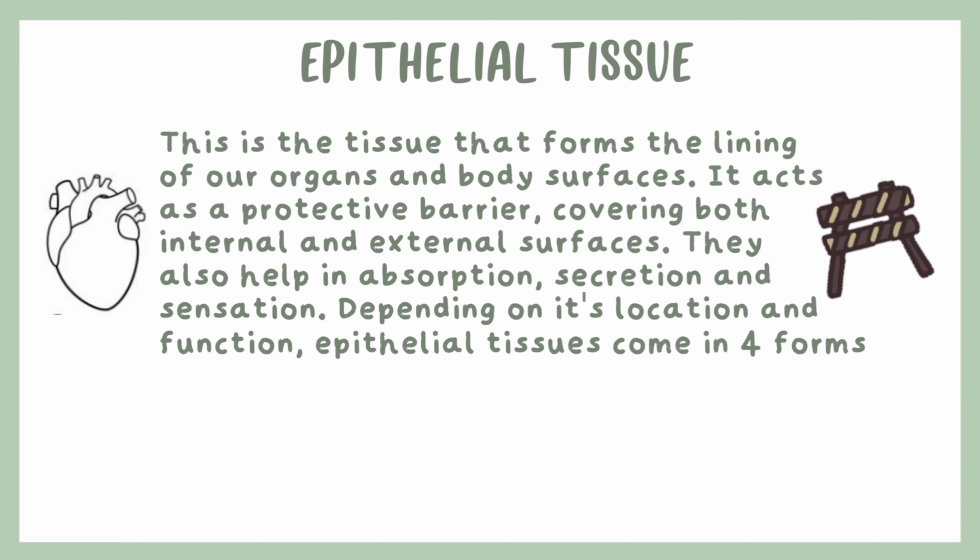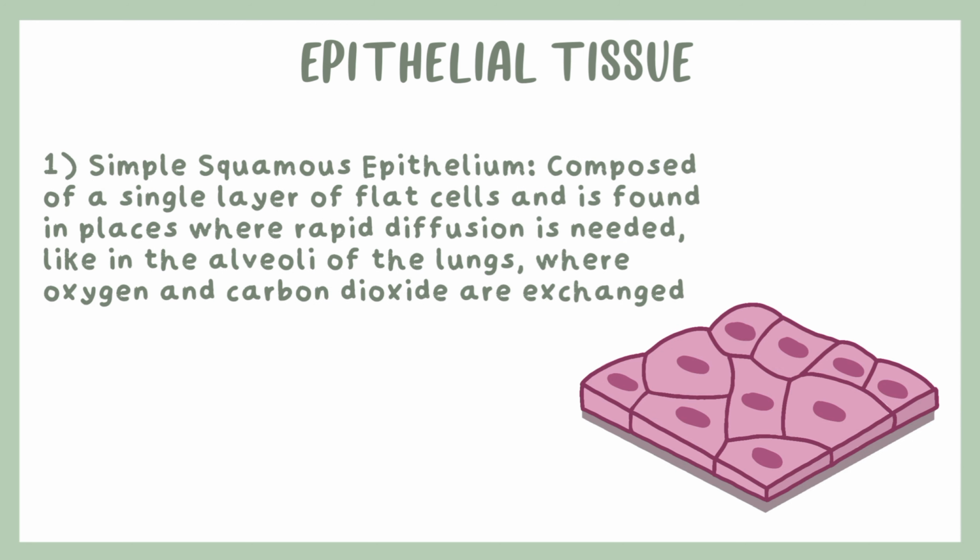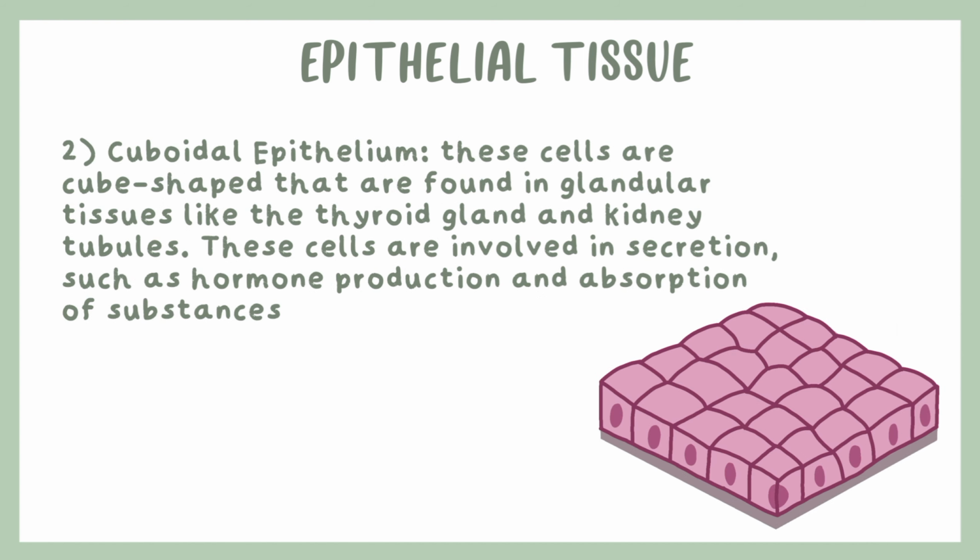Depending on its location and function, epithelial tissue comes in various forms. Simple squamous epithelium is composed of a single layer of flat cells and is found in places where rapid diffusion is needed, like in the alveoli of the lungs, where oxygen and carbon dioxide are exchanged. Cuboidal epithelium. These cells are cube-shaped and can be found in glandular tissues like the thyroid gland. They're involved in secretion, such as hormone production, and absorption of substances.